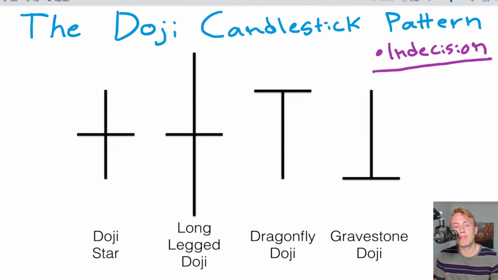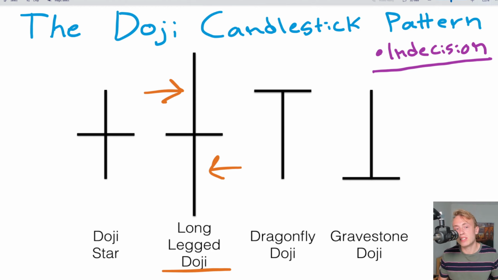And if we have very large upper and lower shadows, then we call it a long-legged Doji. And this is an even more extreme example of the indecision. We have strong impulses to the upside during the candle. We also have strong pushes to the downside during the candle. But at the end of the session, we still end up where we started. So this is a massive indecision candle. And we will take a look at an example of the long-legged Doji later in this video.